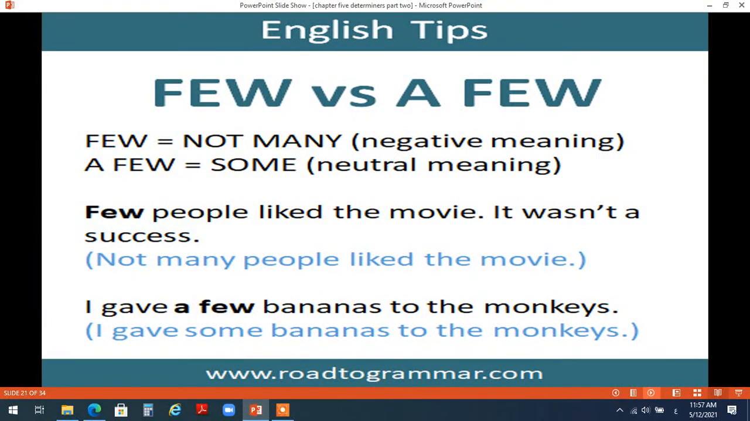Few people liked the movie. It wasn't a success. It means not many people liked the movie. So here it has a somewhat negative meaning. When you say few people liked the movie, it means the movie was not up to the required level, so it did not achieve success. But when you say I gave a few bananas to the monkeys, it means you have some bananas. True, their number is small but it serves the purpose. Okay, as if you are saying I have some bananas but I have a small number of bananas.